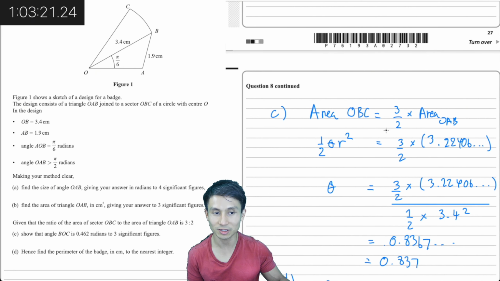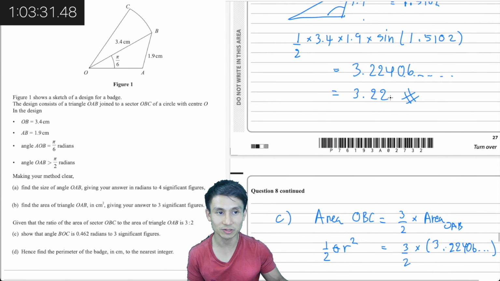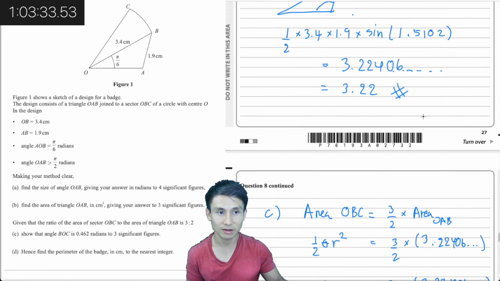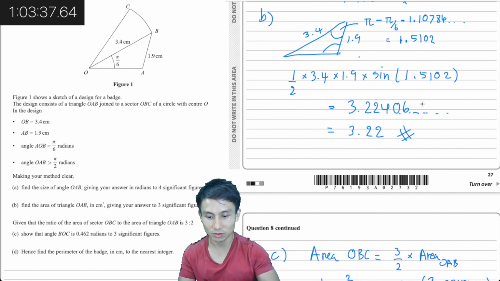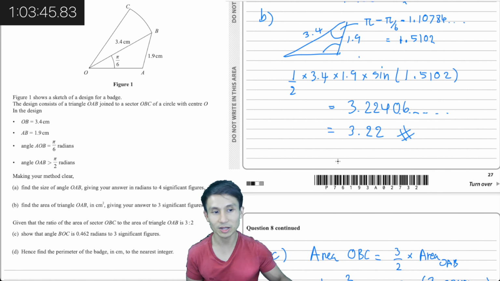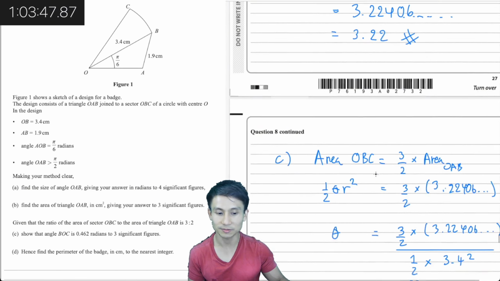This equation is right. So OBC per OAB equals 3 over 2. So if you move that, you get this. And the area of OAB we already got from earlier, which is this. Wait, let me find the area of that triangle again. 1 over 2 times 3.4 times 1.9 times sine of 1.5-ish. So that's about 3.22-ish, yeah.